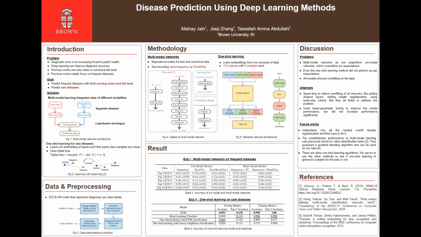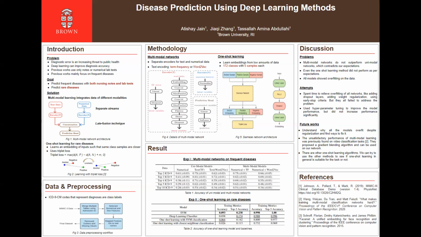Noticeably, a 2020 CVPR paper had the same finding that the multimodal network has poor performance on some classification tasks. So they proposed a gradient blending algorithm to solve the problem. It looks promising, but we have no time to implement this, so this could be done in future work. And our teacher will introduce some experimental results for the one-shot learning.